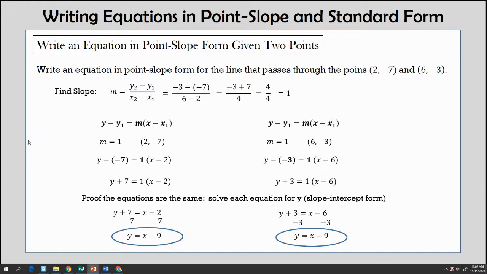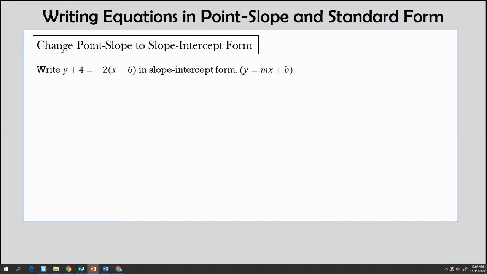Okay. All right. Next idea is to change point slope to slope intercept form. Well, I really just showed you how to do that. It's a pretty simple thing to do. So if we're asked to change point slope, y plus 4 equals negative 2 times x minus 6, into slope intercept, I got to solve for y.